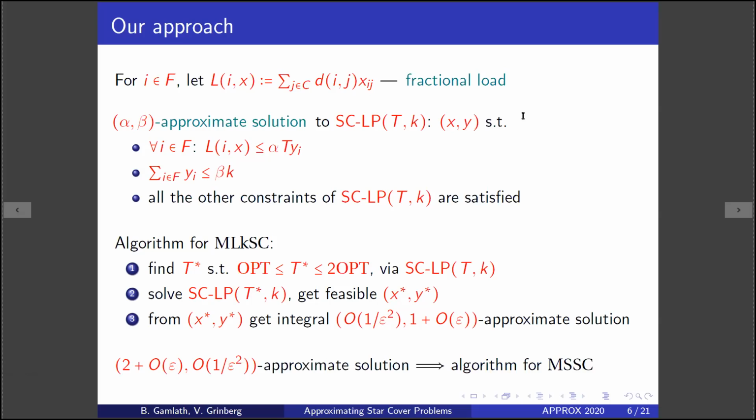Using the same LP, but optimizing over the number of open facilities, we get a bicriteria approximation for the minimum size star cover problem. The rounding algorithm for this problem is quite different, but utilizes the same ideas and tools. So we'll focus on describing the rounding algorithm for the minimum load k star cover problem instead.